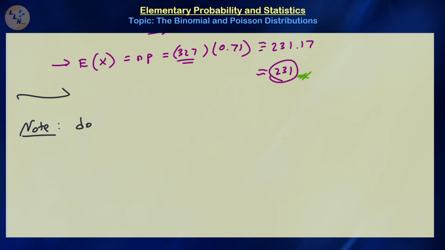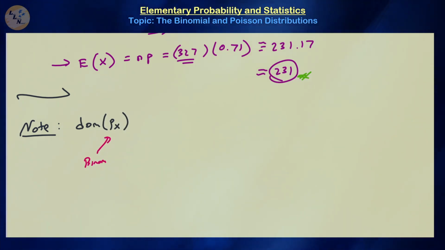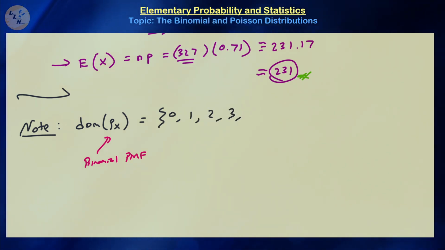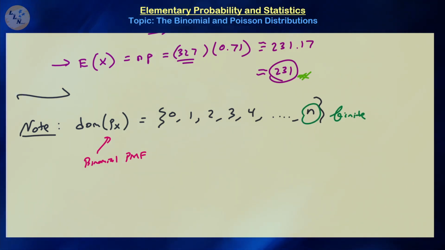Now, one important note that I do want to mention on the binomial random variable is that the domain of the PMF for a binomial random variable is equal to 0, 1, 2, 3, 4, all the way up to, say, n, where n is finite. So let's assume you want to take a test. What is the probability that you succeed 6 out of 10 times? The binomial distribution cannot be applied where the number of attempts is infinite. That is, you can try infinitely many times.